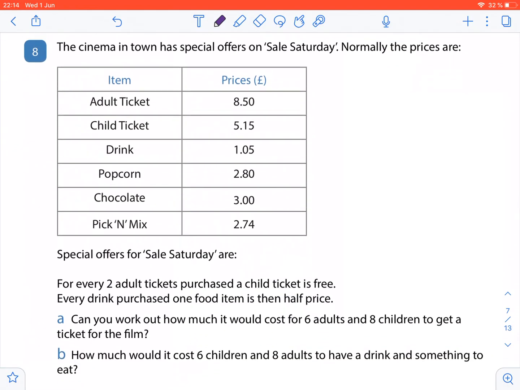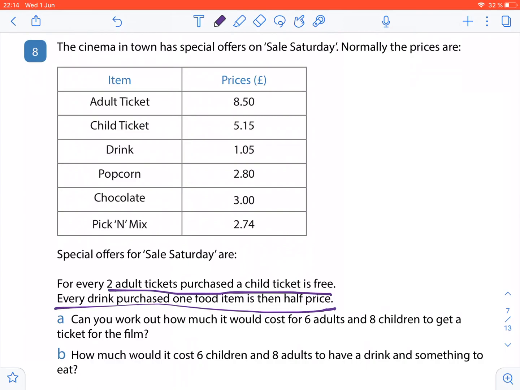Number 8, the cinema in town has special offers on sale today. Normally the prices are, okay, here. Special offers for Saturday are: for every 2 adults purchased, a child ticket is free. Every drink purchased, 1 food item is then half price. So A, can you work out how much it would cost for 6 adults and 8 children to get a ticket for the film? Okay, 6 adults.